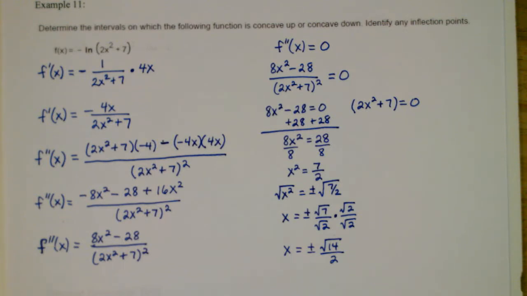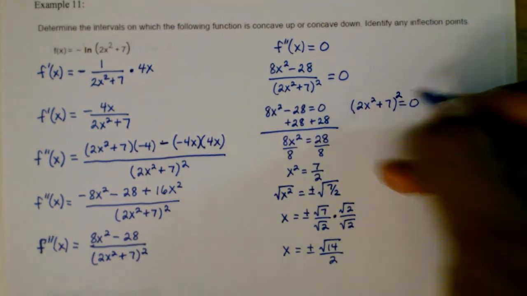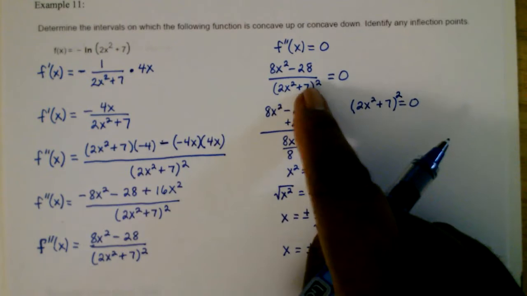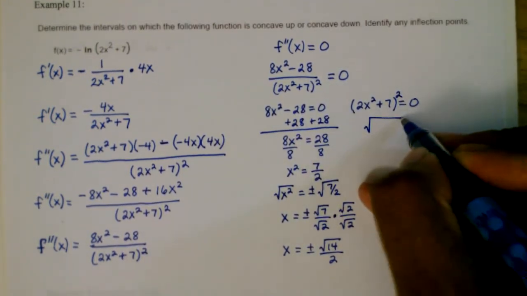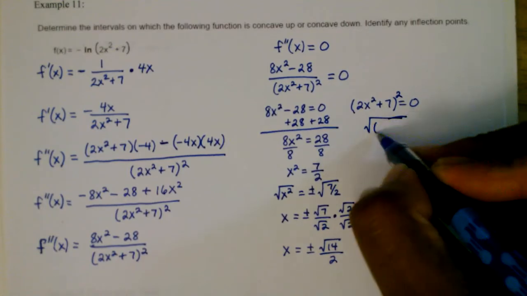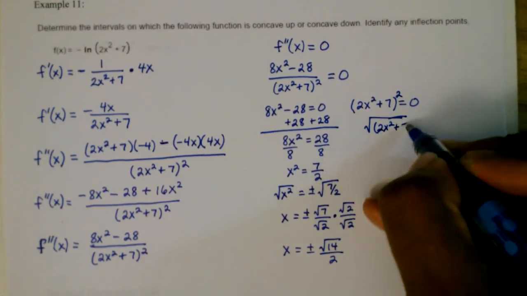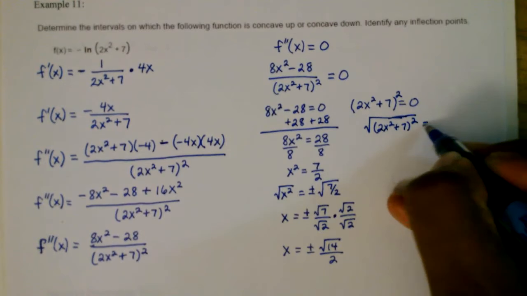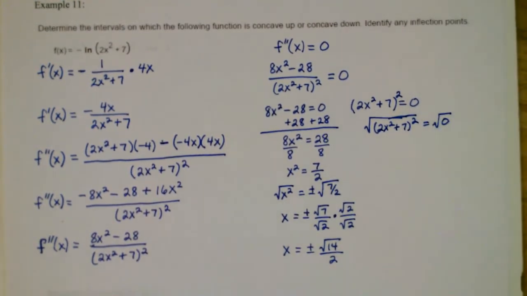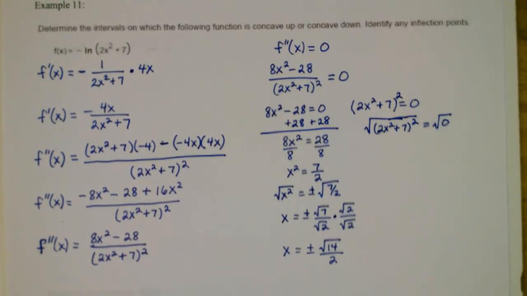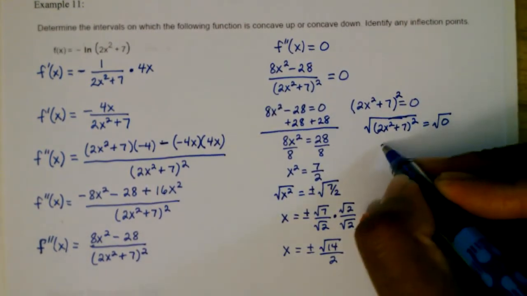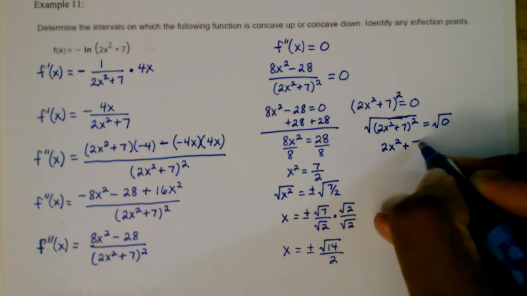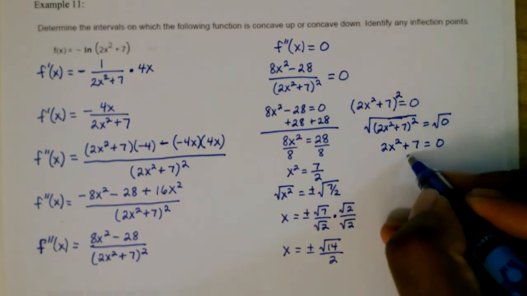And now for the 2x squared plus 7 equal to 0. Well, this should be quantity squared. Sorry, that should be quantity squared from that denominator. Well, I'm squaring the whole thing. So if I take the square root on both sides of this, I don't need that plus or minus because I'm taking the square root of 0, which is 0. And 0 is neither positive nor negative. But that wipes out that square, so it'll be 2x squared plus 7 equal to 0.